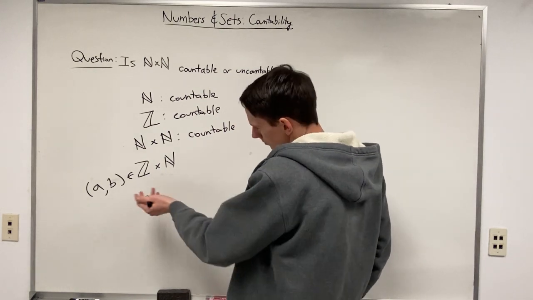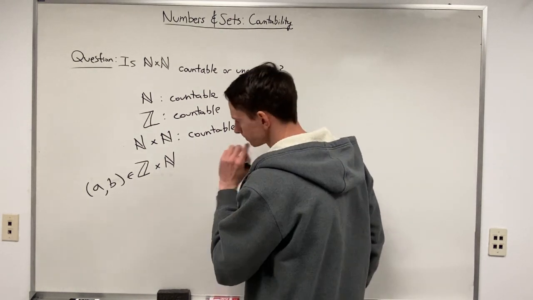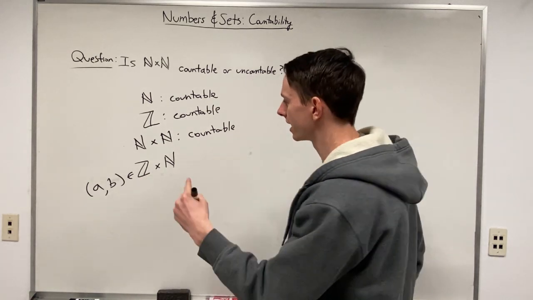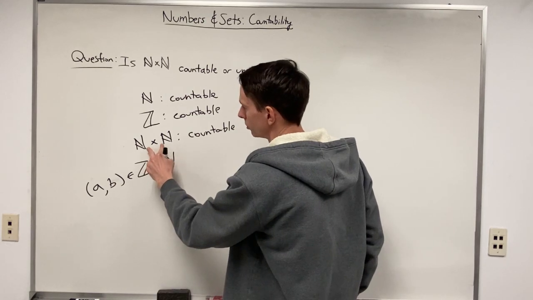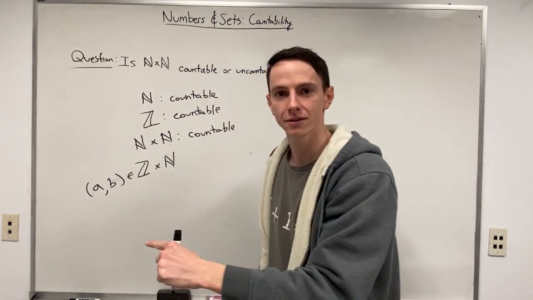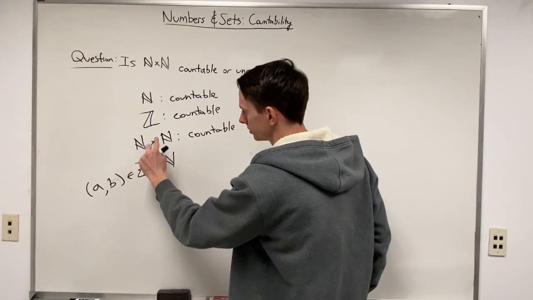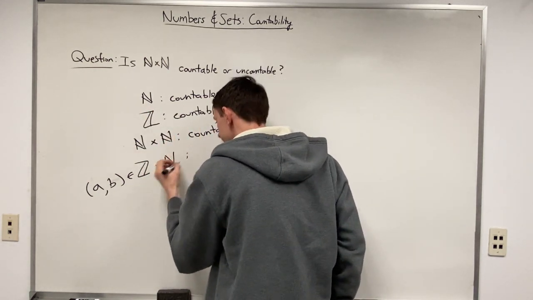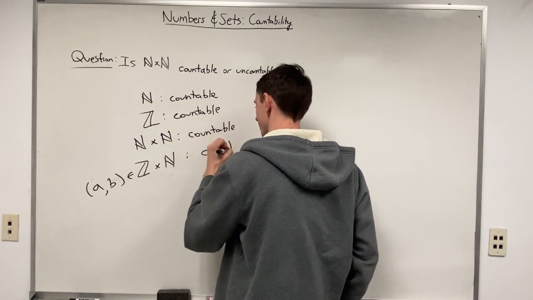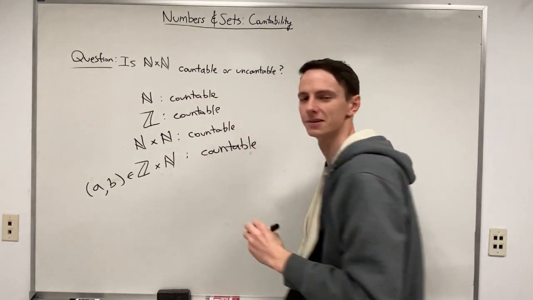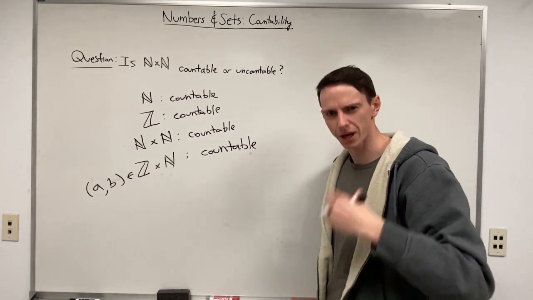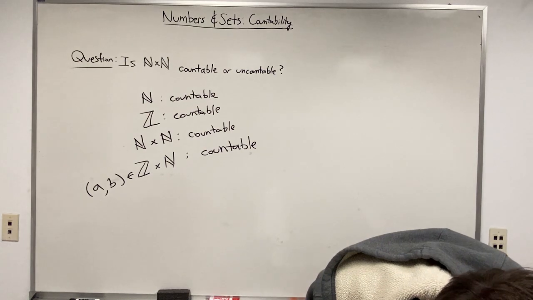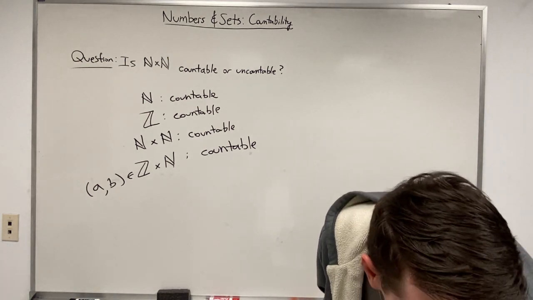And we can say, all right, well, we know that z is countable, so it has the same size as n cross n, which has the same size as n. All right, so we can go from here to here, and then here to here. So therefore, the set z cross n is also countable. All right. You might be saying, okay, why are we caring so much about this specific set of z cross n?